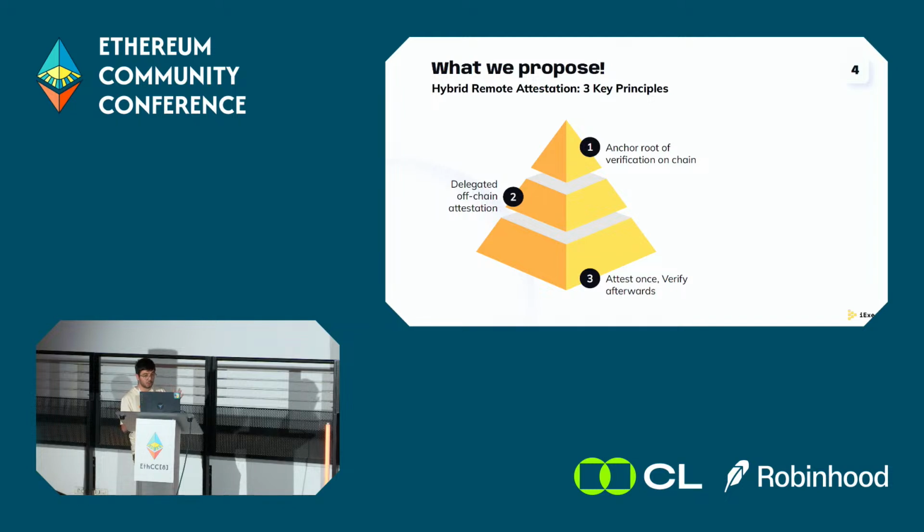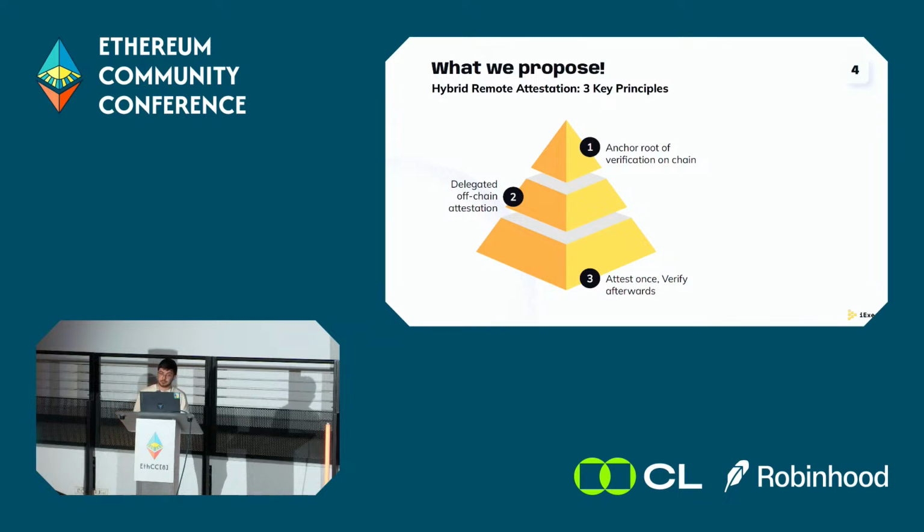Now, what we are proposing to circumvent these problems is a solution built around 3 key principles. The first one is anchoring the root of verification on-chain, which means that the verifier is not anymore a single verifier, but indeed it is the blockchain, which is a set of decentralized, mutually distrusting nodes.